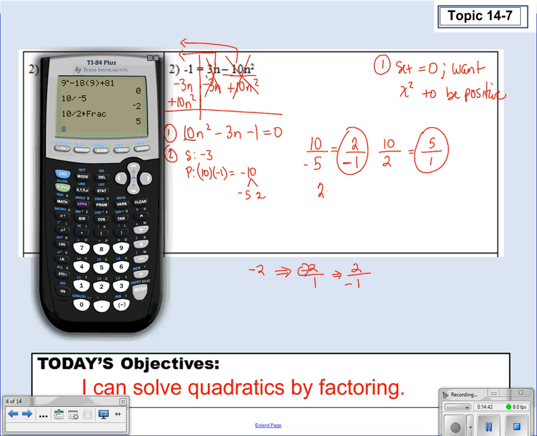So we have 2n minus 1 times 5n plus 1. Again, the number on top goes in front, the number on bottom goes behind the variable. And then that is equal to 0. Step 2 is done. Step 3 says take these factors and set them equal to 0. So we'll take the 2n minus 1, set it equal to 0. We'll do the 5n plus 1, set it equal to 0. Last step says to solve.